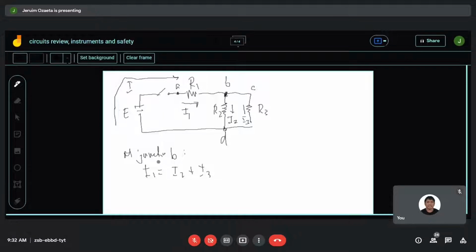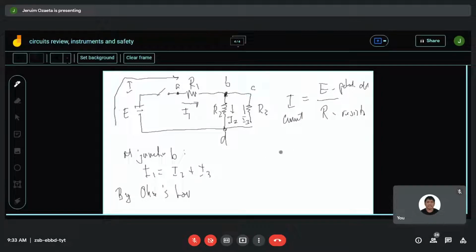Okay. So, by Ohm's law, the current is proportional to the ratio of the potential difference over the resistance. Okay. This is the potential difference. This is the resistance. This is the current. Okay.